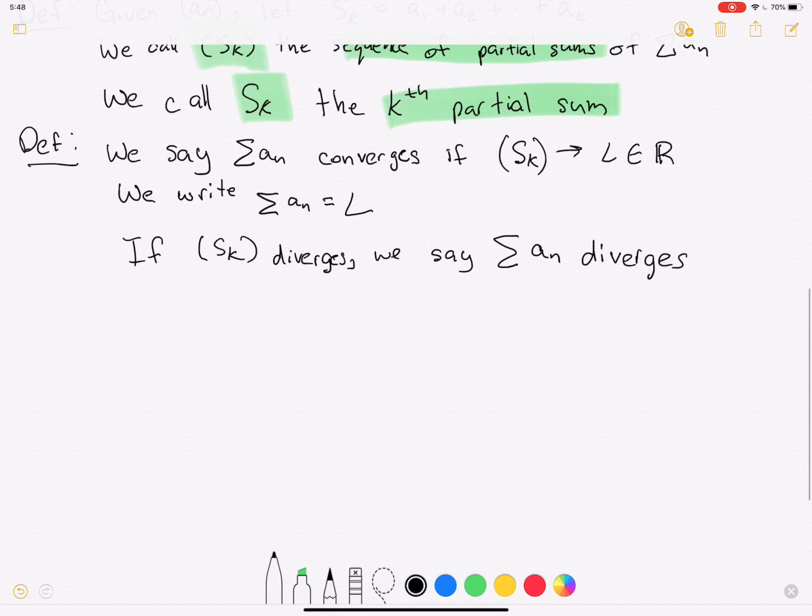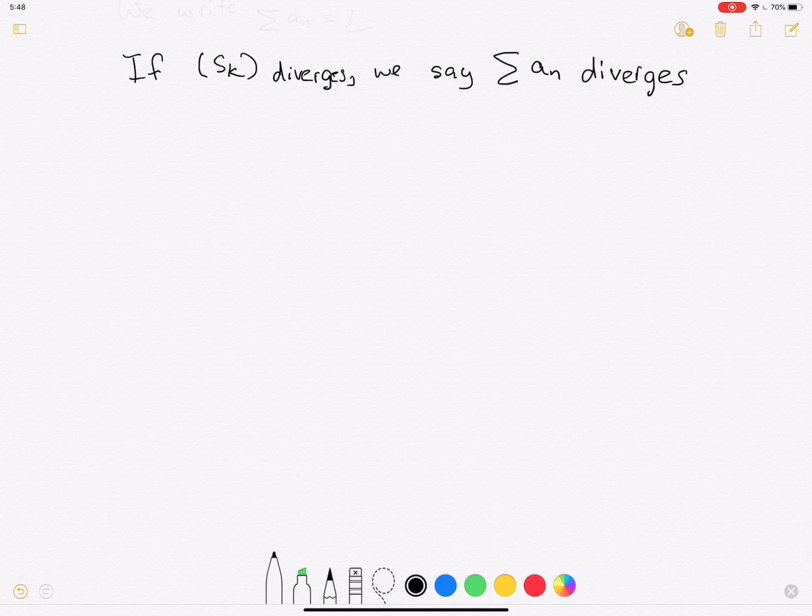Let's look at an example, something you might have seen before. 1 over n^p is called a p series, sometimes a geometric series. It converges if and only if p is greater than 1.